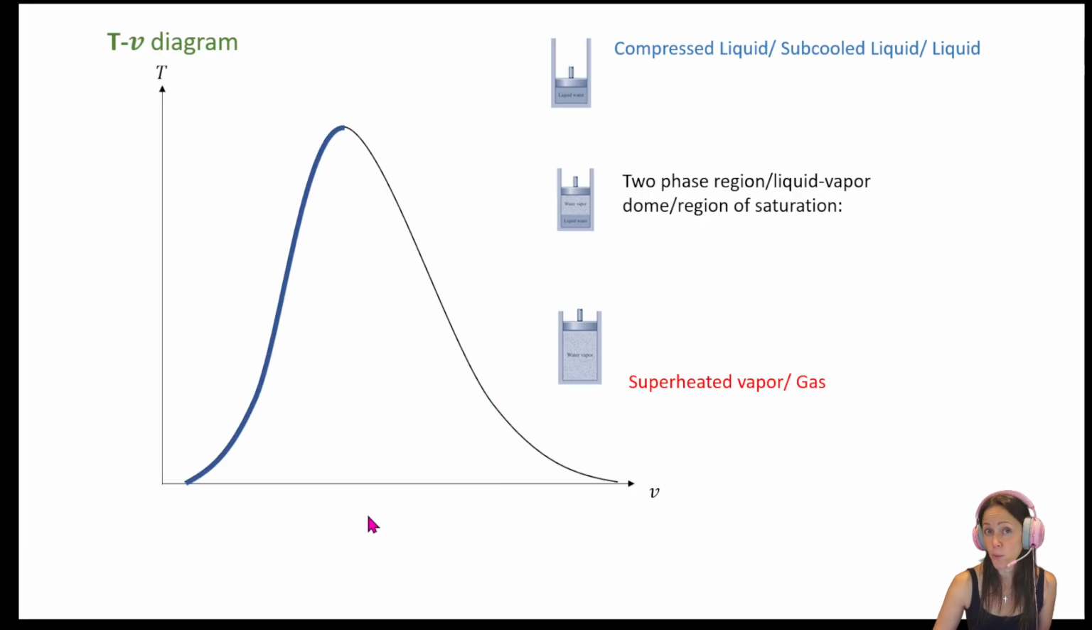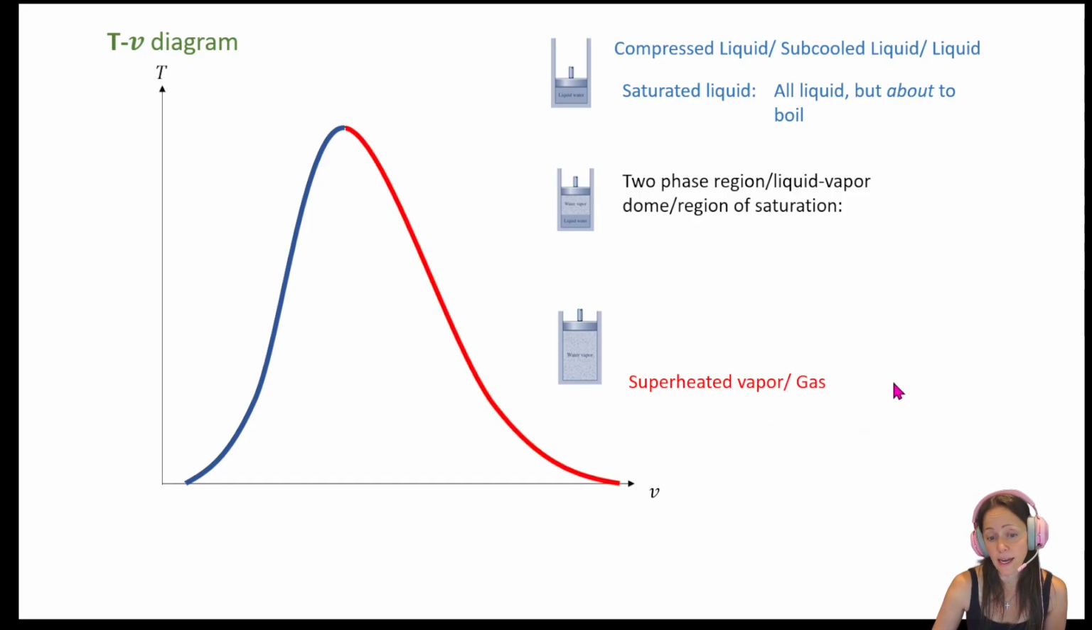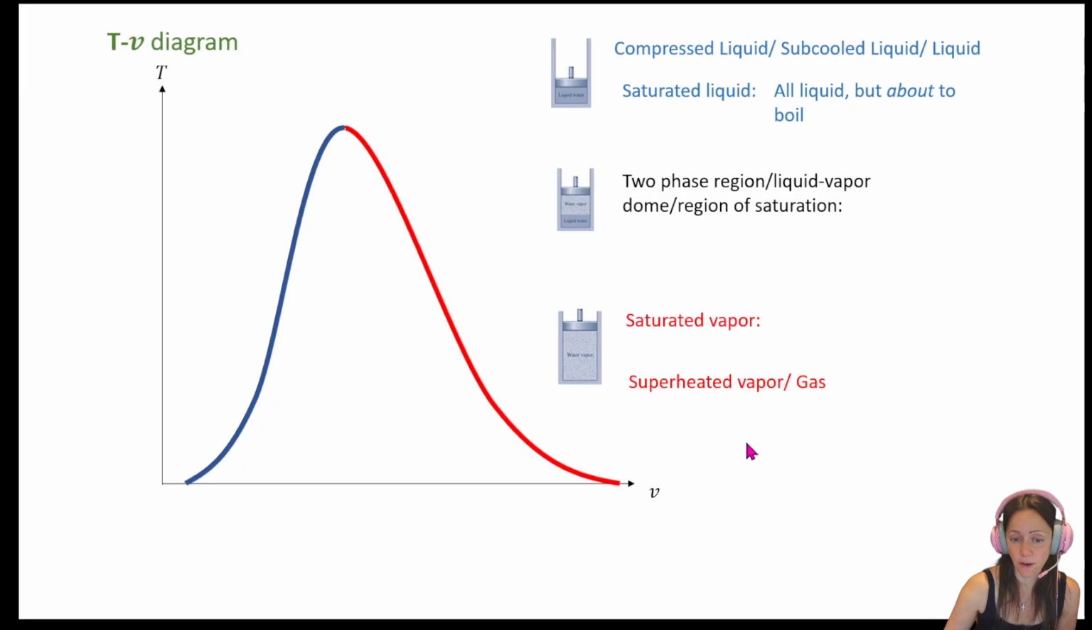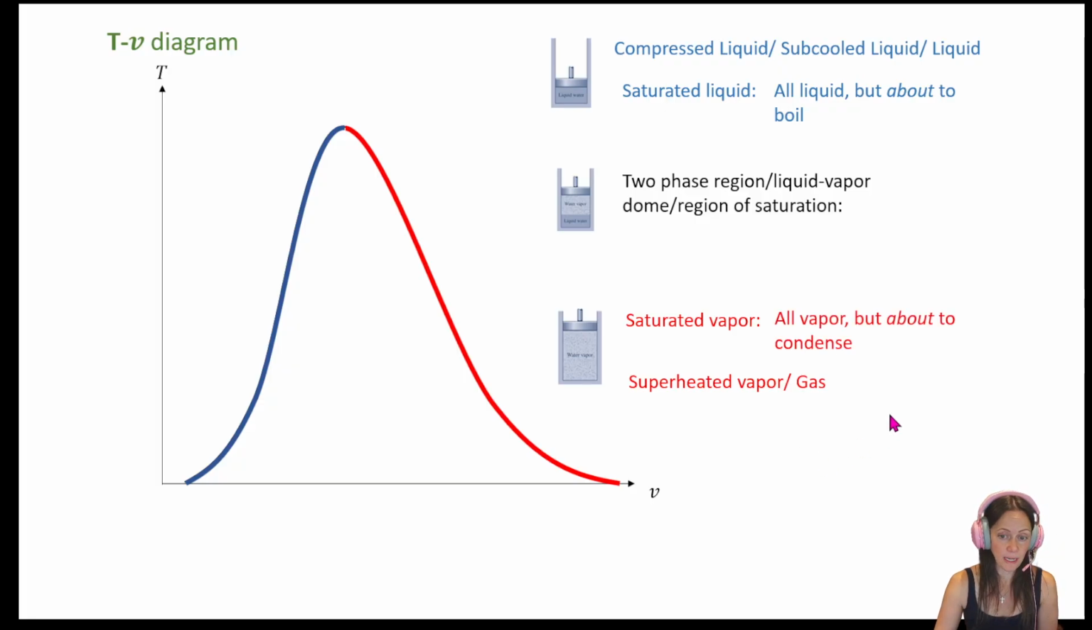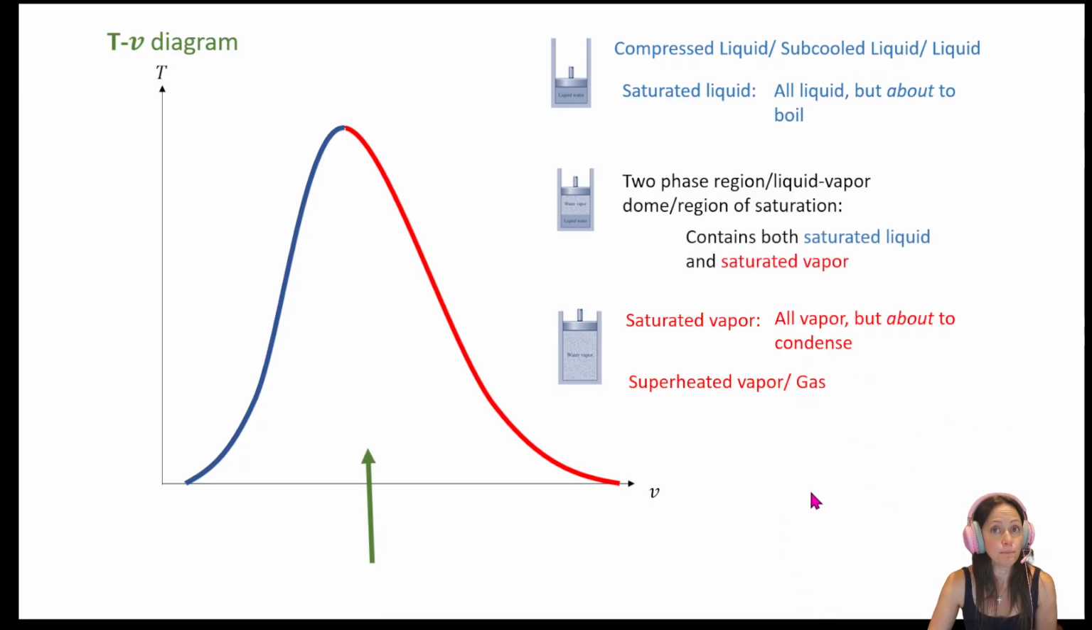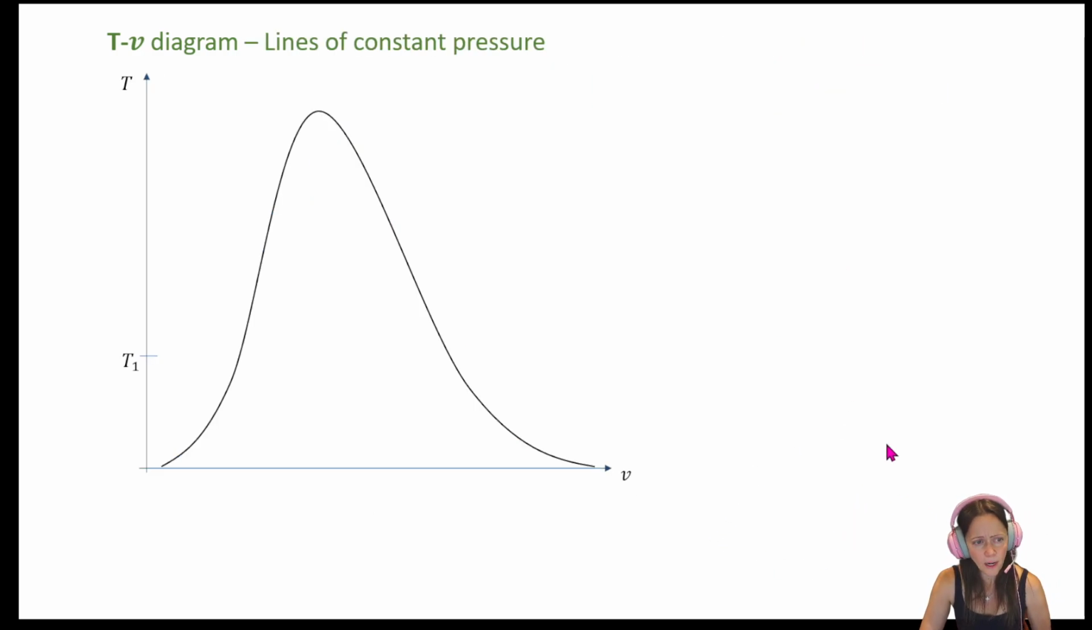Our saturated liquid line is on the left-hand side of that dome. Again, a saturated liquid, it's all liquid, but it's about to boil, so we give it a special name. On the right-hand side of that dome, that's our saturated vapor. It's all gas, but we give it a special name because it is about to condense. All right. If we're underneath that dome, we have some mixture of saturated liquid and saturated vapor.